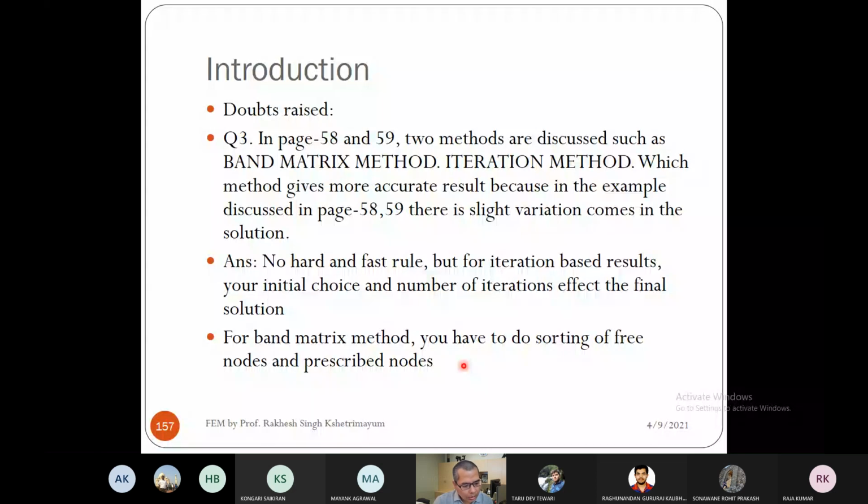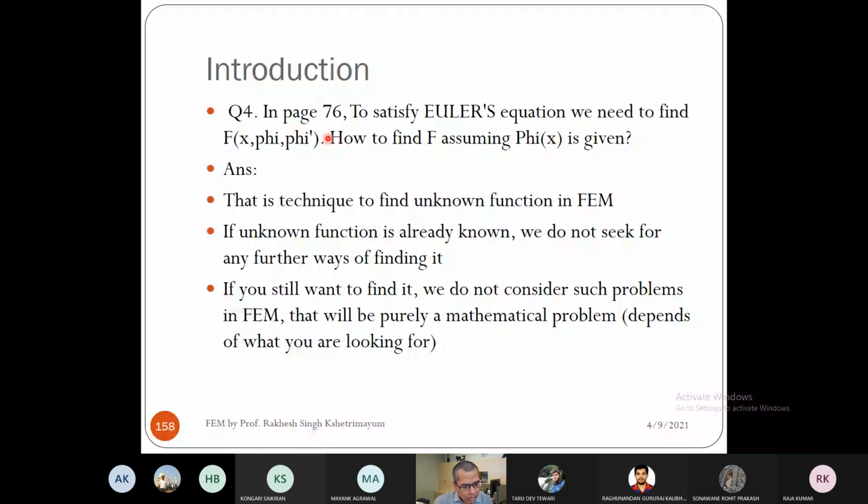And in page 76, to satisfy Euler's equation, you need to find the functional. How do you find the functional assuming phi x is given? That's a purely mathematical problem. We are not considering this kind of problem here. Phi x is what we are trying to find in the FEM, and phi x was actually there in the PDE we are solving. So in our case, we have used the variational method.